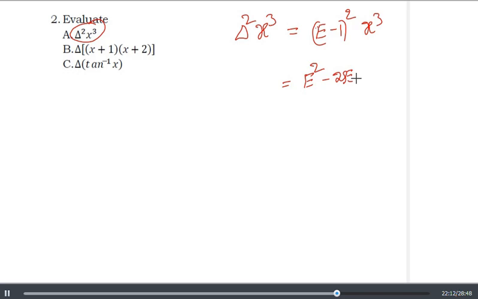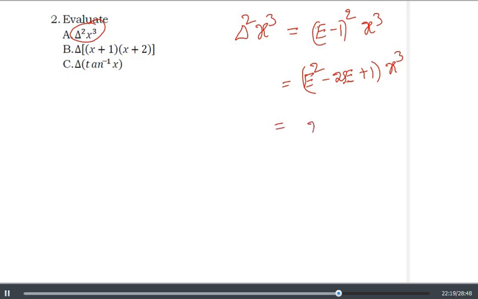These are problems from the additional problem sheet only. Calculate delta square of x cube. What do you mean by delta square of x cube? Either you can use the direct formulas or you can use the shifting operator also. That is E minus 1 whole square of x cube. Okay, so this is the same as E square minus 2E plus 1 of x cube.